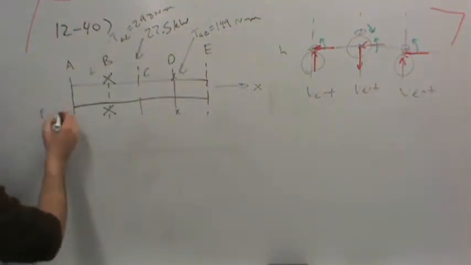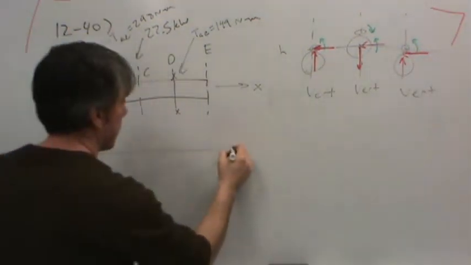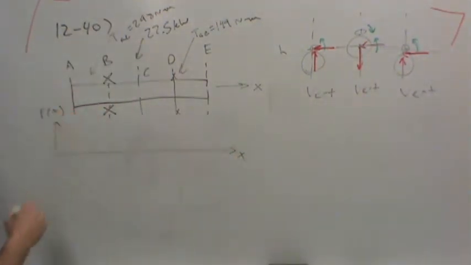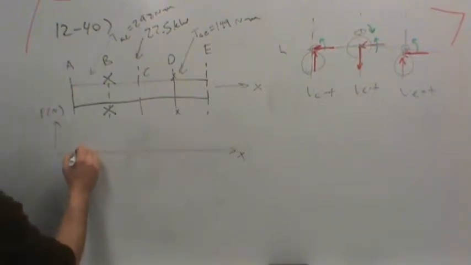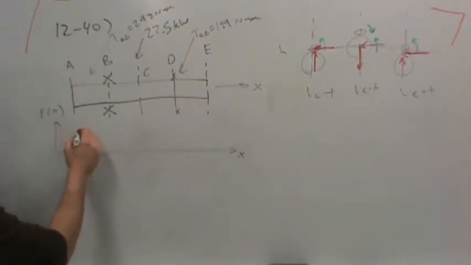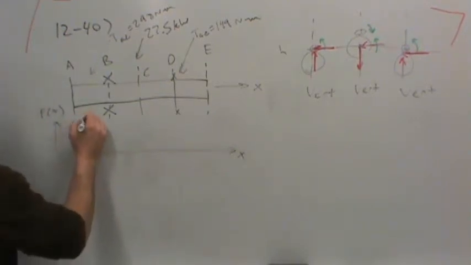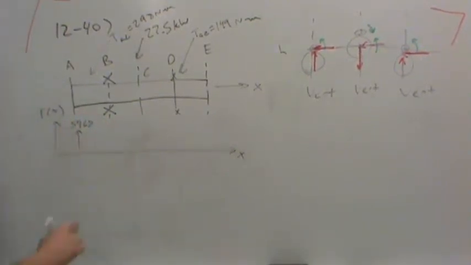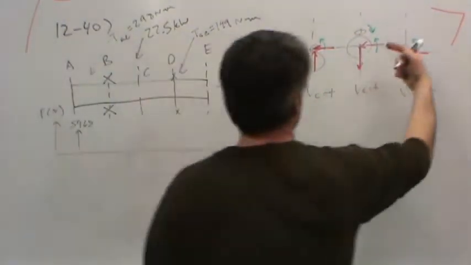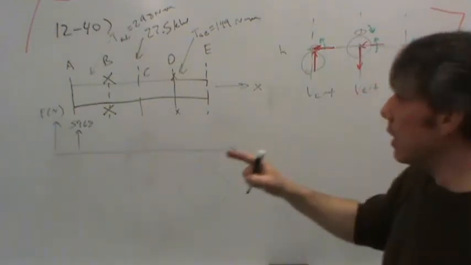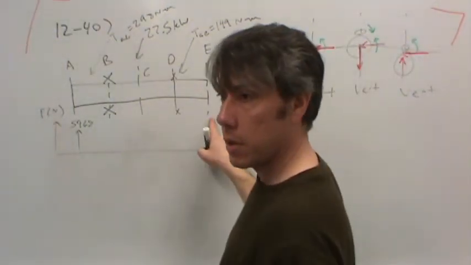So let's just draw a load diagram, and then we'll get the shear from that. So this is in newtons. Okay, so at A, the load is, what did I say, 5968? At C, notice the load is in the same direction as it is at E, okay? So all my load arrows will be in the same direction.